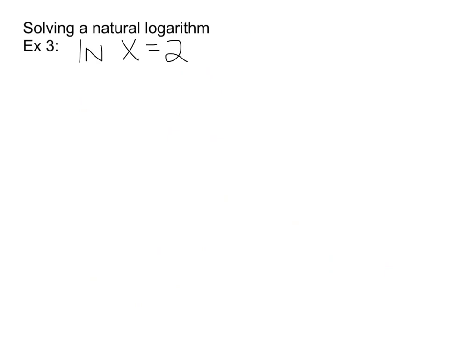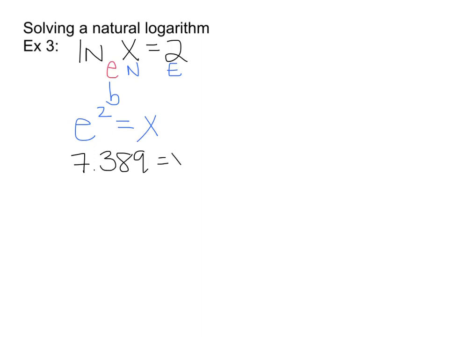Moving on to solving a natural logarithm. So first thing we want to do is make sure that it's condensed, and there's only one natural logarithm, which it is. Remember the base is an invisible e. So I need to change this to exponential form. So I'm going to write e to the second power equals x, and then you get to pick up your calculator and find out what that is. So e to the second power becomes 7.389 equals x.